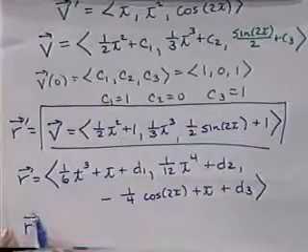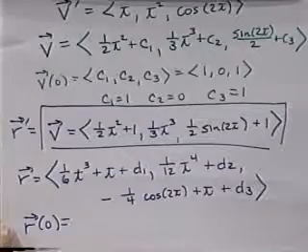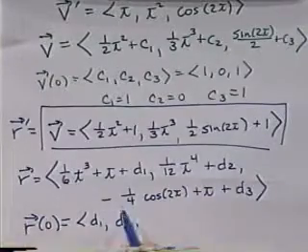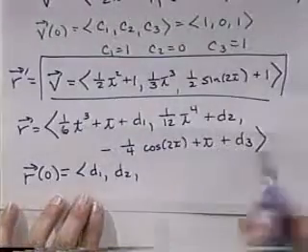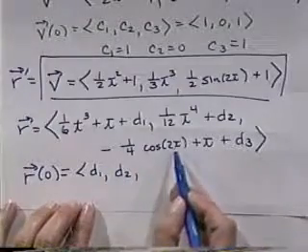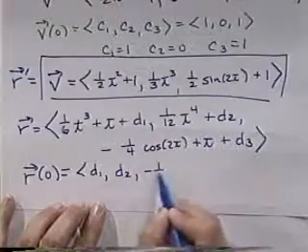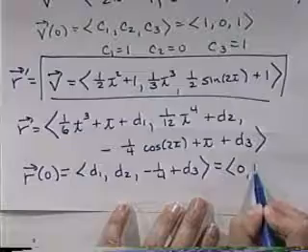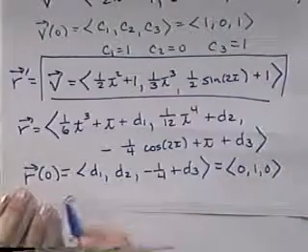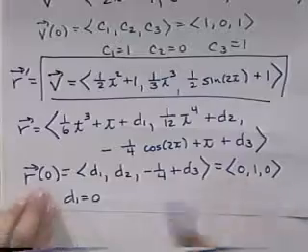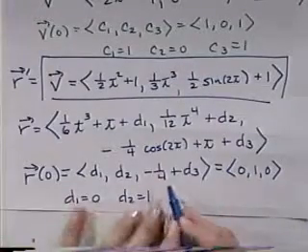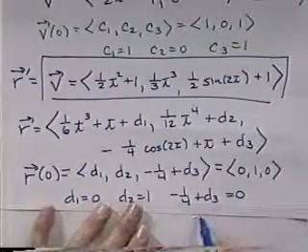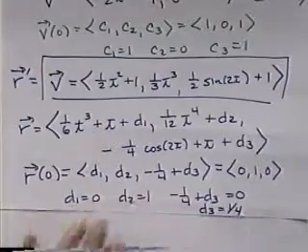So therefore, let's see what r of 0 is. r of 0 is going to be 0, d1, 0, d2. And be careful here, because a lot of times students get confused with this one: notice when you put in a 0 here, cosine of 0 is 1. So I have minus 1/4 plus d3. And they had r of 0, looking back, was 0, 1, 0. So this tells me d1 definitely is 0, d2 is 1, but minus 1/4 plus d3 is 0. So it looks like d3 is 1/4.